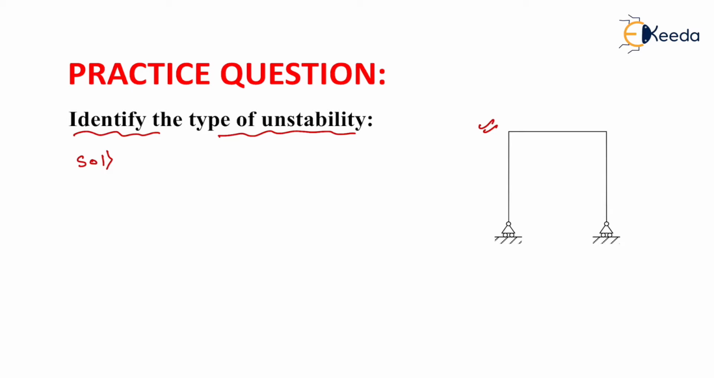Now due to presence of two roller supports, there will be only two reactions which will be acting in the vertical direction. So here the reactions will be equal to 2, which is less than 3. Now when the reactions are less than 3, then it is a case of static external instability. So this frame is a case of static external instability.